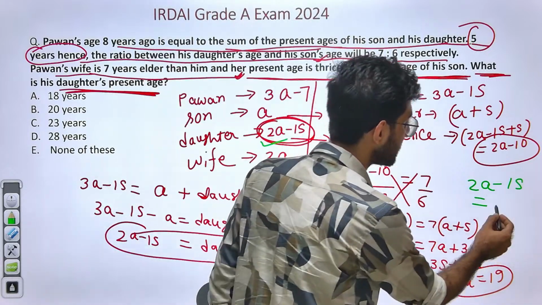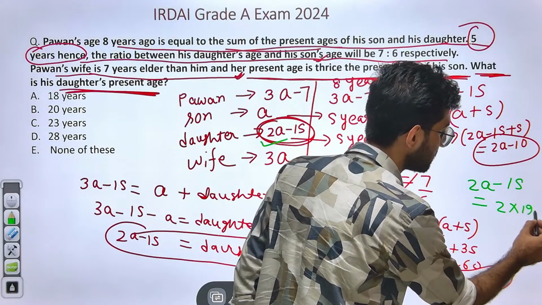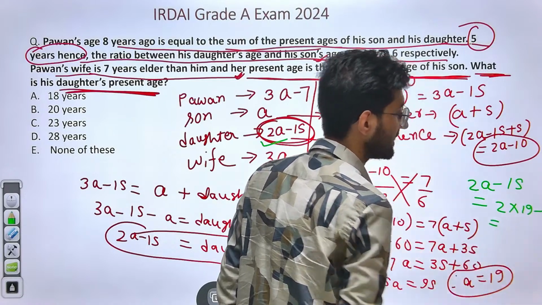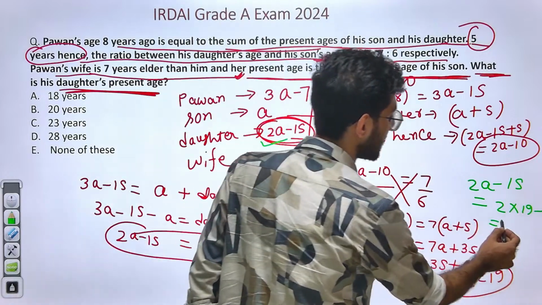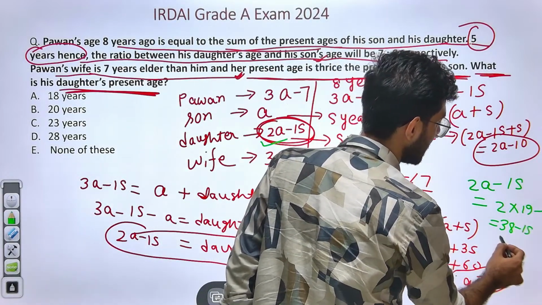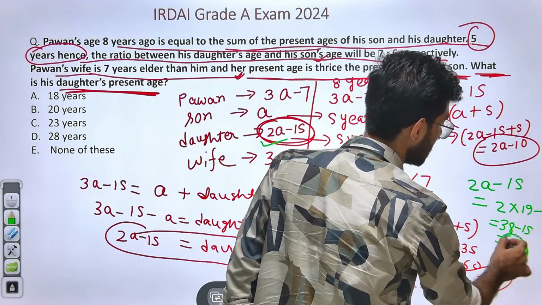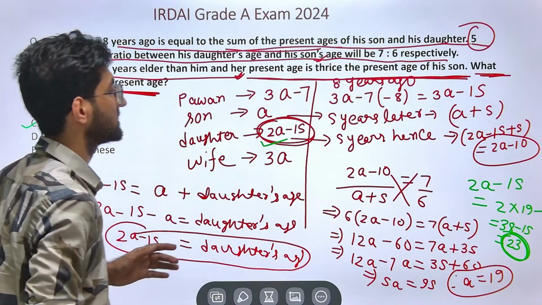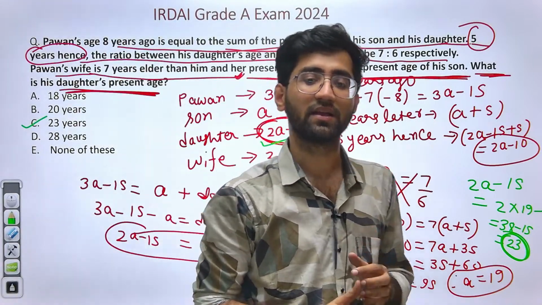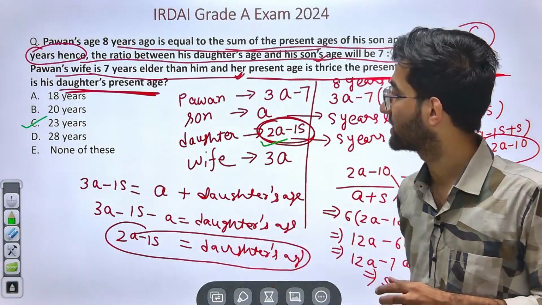So we can write 2 into 19 minus 15. 2 into 19 is equal to 38. So 38 minus 15 is equal to 23. So 23 years is present in option C. So option C is the correct answer of this question.